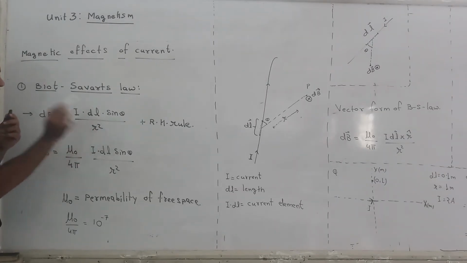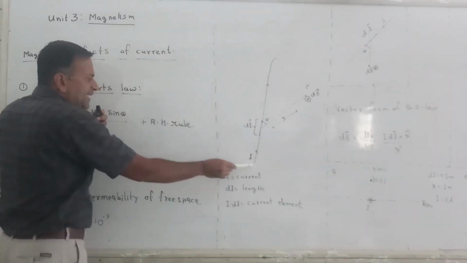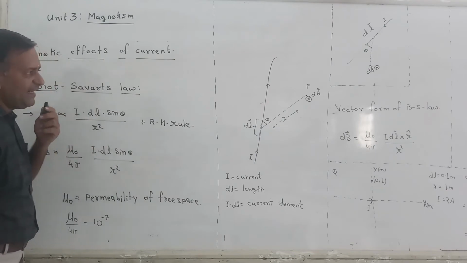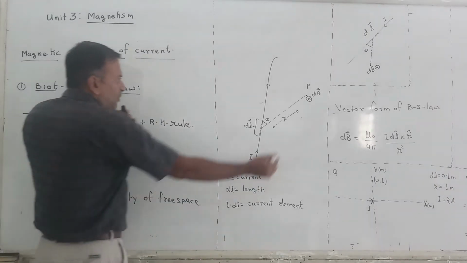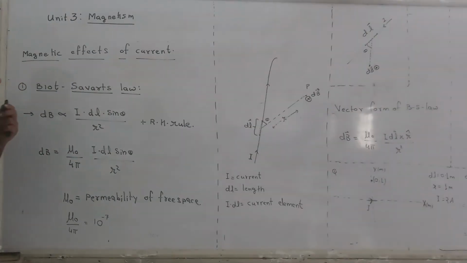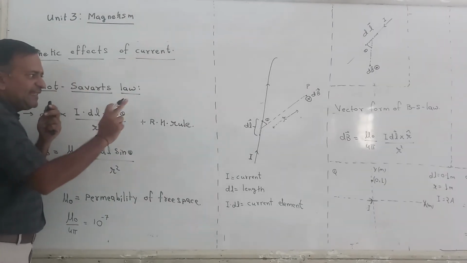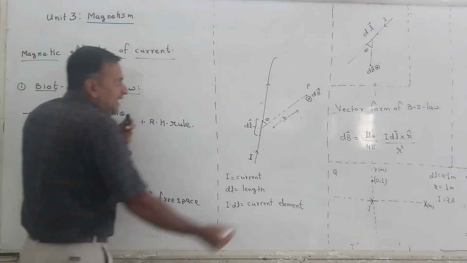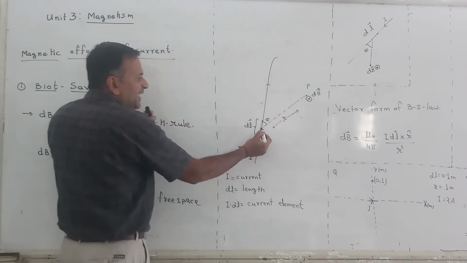Where is this r? Suppose for this current carrying wire, I am interested to find the magnetic field at this point. Then r will be the distance between that point of concern and the center of the wire.